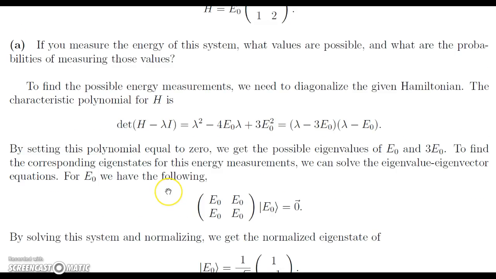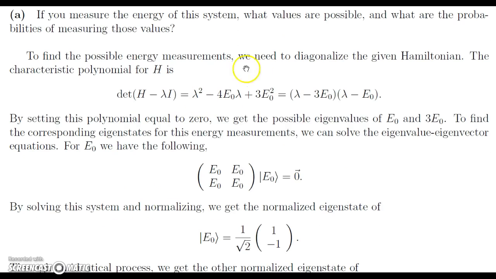So, to find the possible energy measurements, we need to diagonalize the given time-independent Hamiltonian above. And the characteristic polynomial for H, once we do the arithmetic, turns out as the following. We have the characteristic polynomial here. That is equal to lambda squared minus 4 E naught times lambda plus 3 E naught squared. And then we can factor these two roots out, and we get lambda minus 3 E naught times lambda minus E naught. And by setting this polynomial equal to 0, we get our two possible eigenvalues or measurements, which are E naught and 3 E naught.